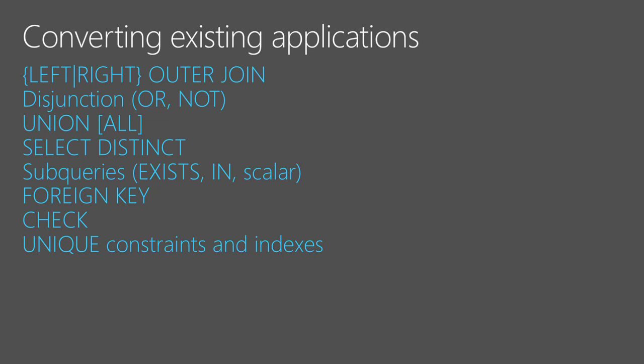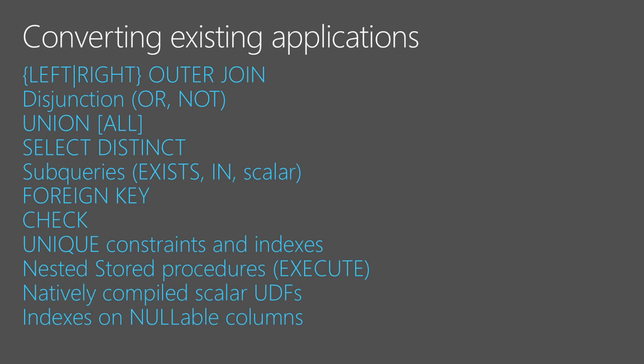So I got a lot of feedback about foreign key constraints missing in 2014. We fixed it. Unique constraints and indexes. Natively compiled procedures, nested stored procedures. So one of the things that ended up being really painful in converting applications was that we didn't allow you to nest stored procedures. So you couldn't call one stored procedure from another.